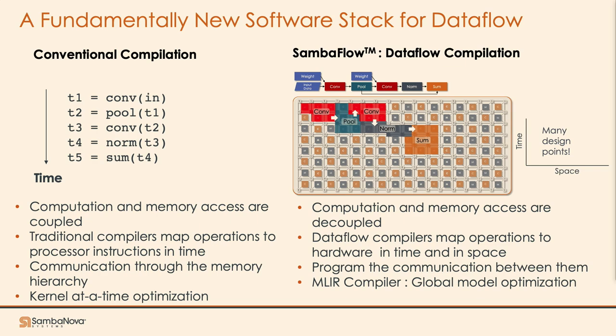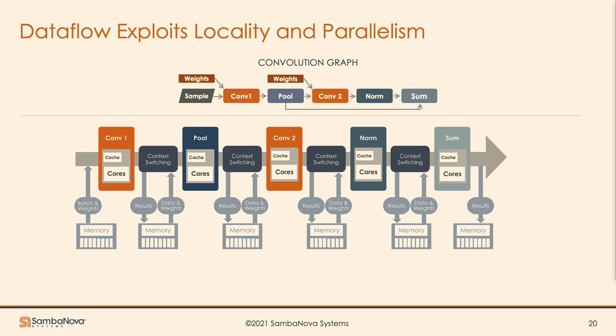So to see how this works, let's contrast the computation that executes in a data flow fashion with that which we execute on conventional architectures, one kernel at a time. One kernel at a time means the intermediate data, as I said, goes on and off the chip and is staged through the off-chip HBM. And if we look at the convolution graph as shown here, what we see is that the different kernels, the convolution conv1, the pool-in, and conv2, communicate through the off-chip HBM.